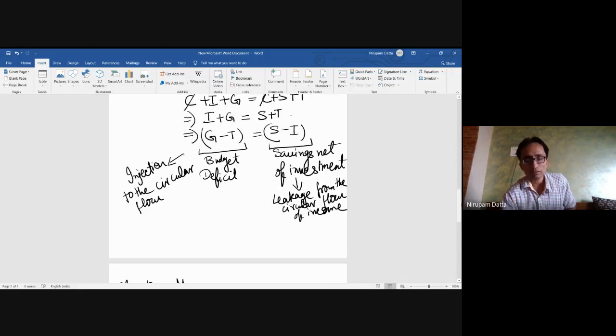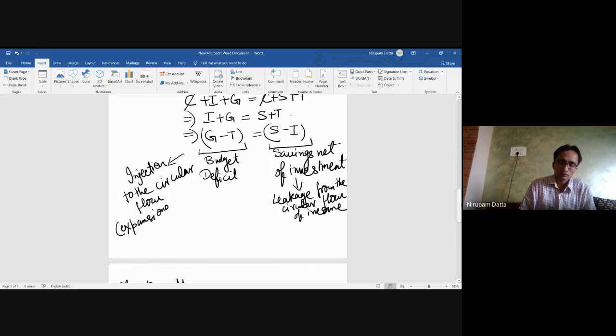So this is a budget deficit. It is an injection because it is creating an expansionary pressure, because it is increasing the expenditure, but that needs to be balanced. So then there is a leakage from the circular flow of income. This is a deflationary pressure or contractionary pressure.